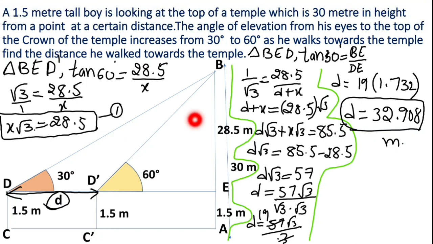Just see once again. Here 1.5 meters tall boy looking the top of the temple, which is 30 meters in height. That means the temple height is 30 meters and boy height is 1.5 meters. And here the temple is observed from the two positions. When the boy move from this CD position to C dash D dash position, the angle changed from 30 degrees to 60 degrees. We don't know the distance how much the boy moved. So here consider this as a small d units.